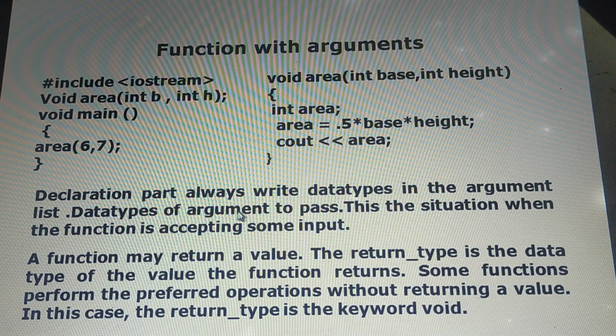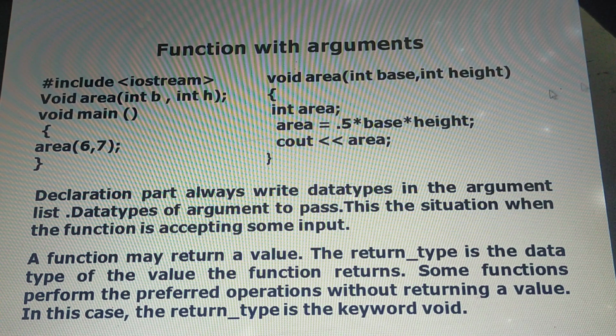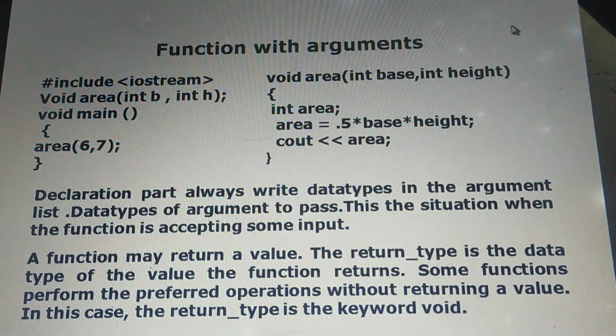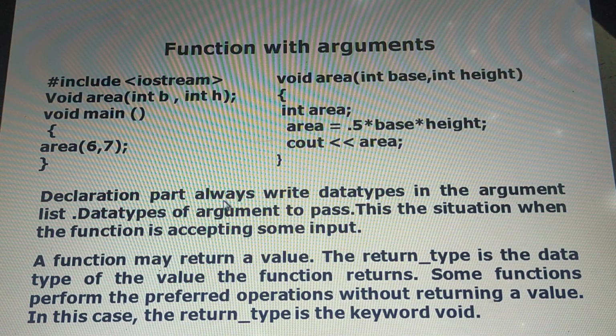Okay. That I want to remind you. The first one is the declaration part: always write data types in the argument list. The data type of the argument to pass. This is the situation when the function is accepting some input. When the function is accepting some input, in the declaration part always write the data types of the argument list, the data types of the arguments that should pass.